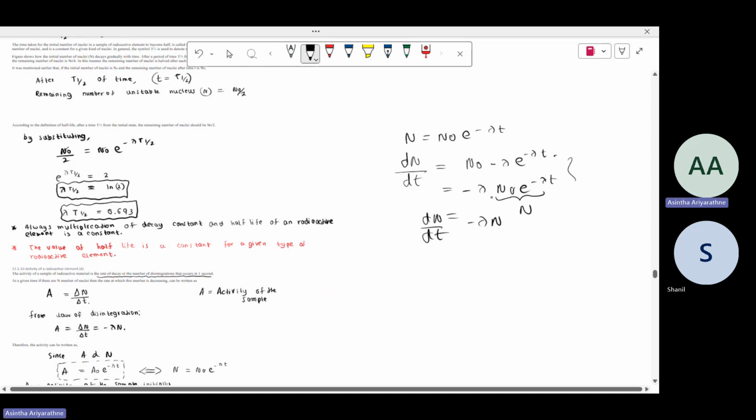The differentiation is not known by everybody, so I didn't include it here. So you can write this part. Right, so this is n. So again we have minus lambda n. Now we just scroll down a little.